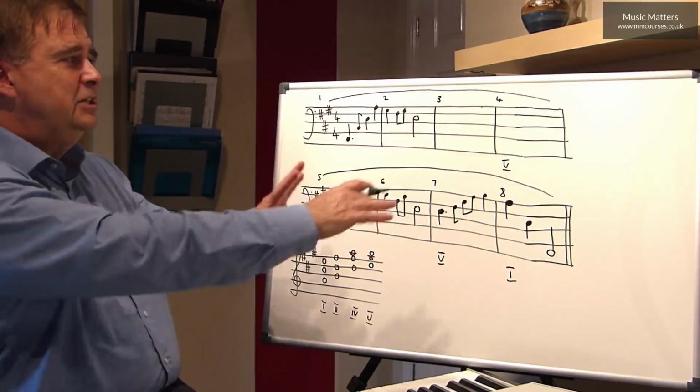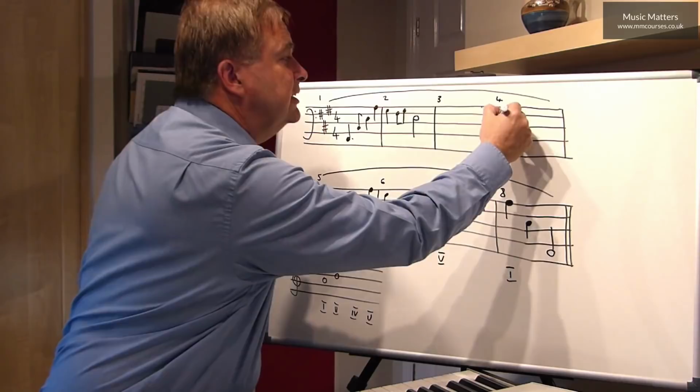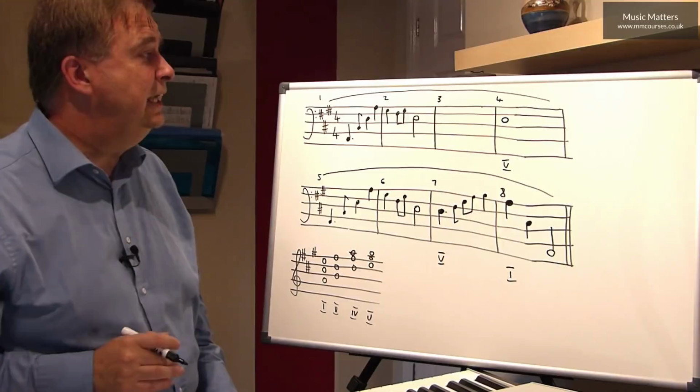Well, let me just start exactly as we did in bar 8. Chord 5, E's at the bottom of chord 5. So let's just stick an E in that bar. We could fill the whole of bar 4 with an E. That's one way of doing it, isn't it?